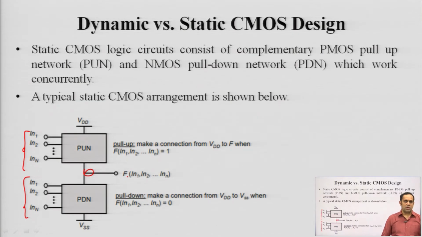So, whenever the inputs change state in such a way that all the NMOS transistors are on, or at least there is one path between output and ground via your NMOS transistors, your output is pulled down, and vice versa. If the input combination is such that there is a path existing between output and VDD via the PMOS network, the output gets pulled up to logic 1. So, this is the brief explanation of how static CMOS works.